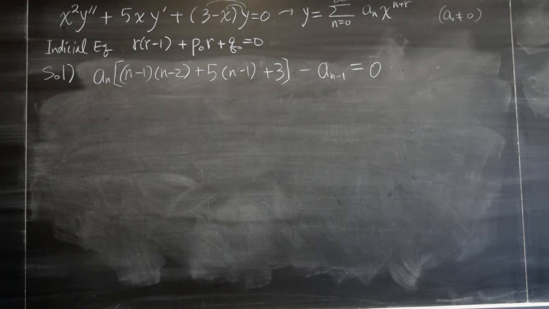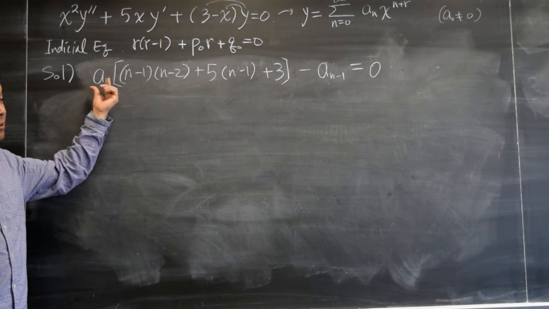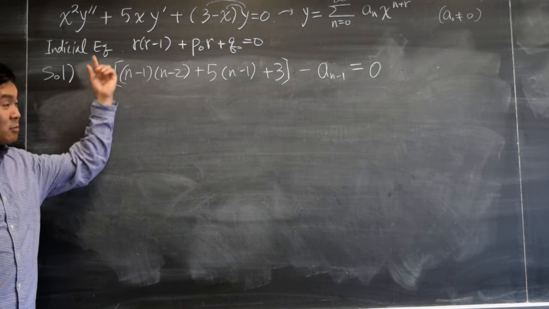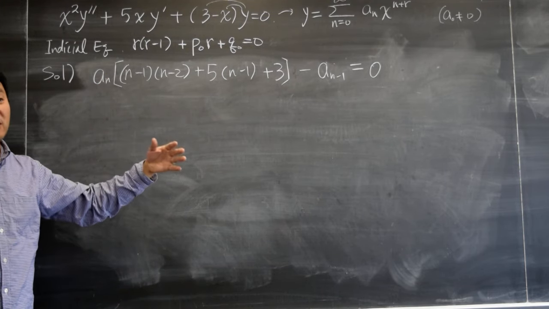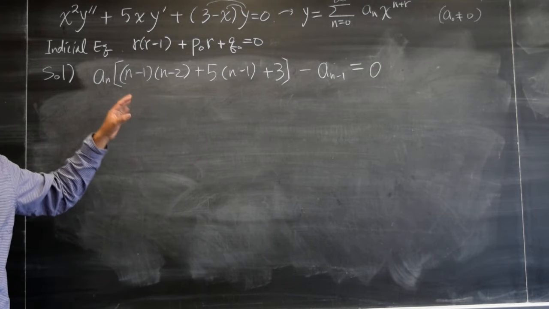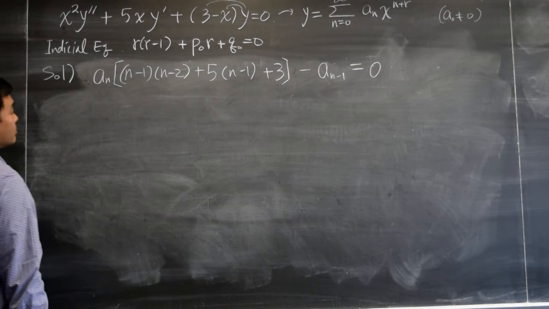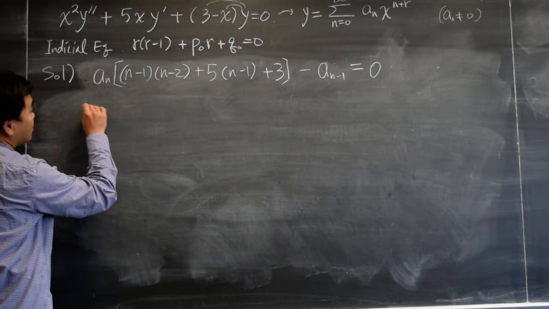Now you want to solve this for the higher an, so that an can be expressed by the previous term. So if you know a0, that will tell you what a1 is, what a2 is, what a3 is. That's how you use this recurrence relation, right? Okay, so let's continue on and simplify this.